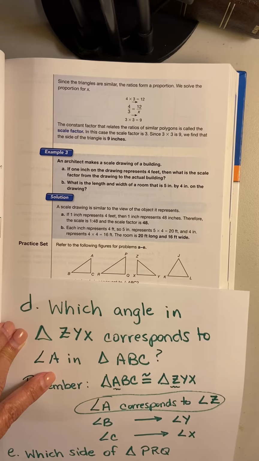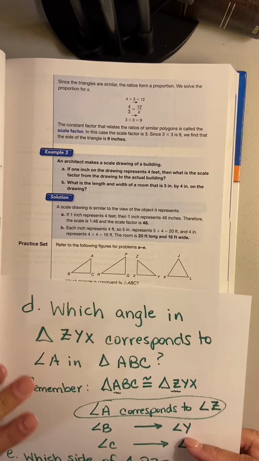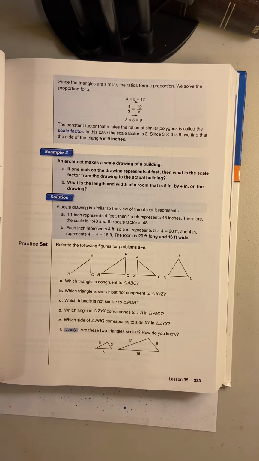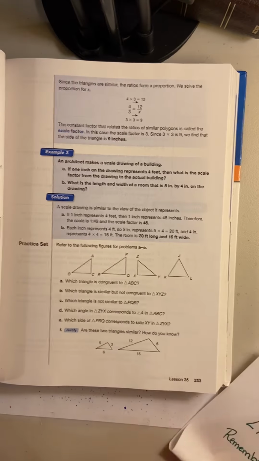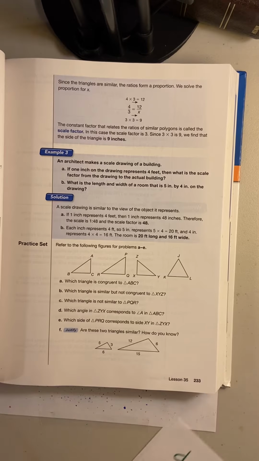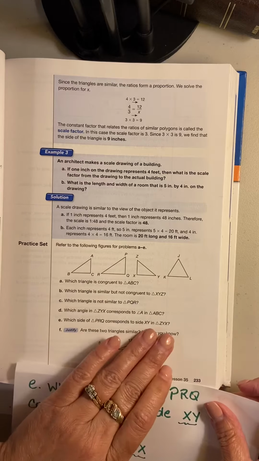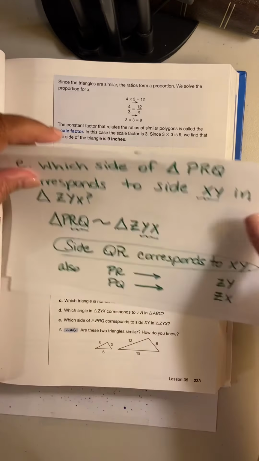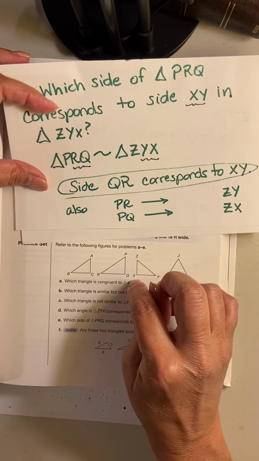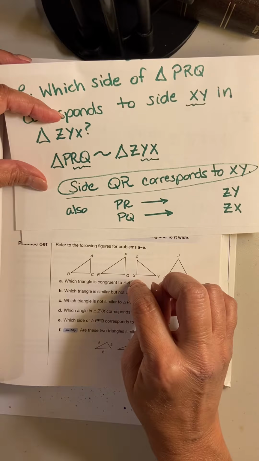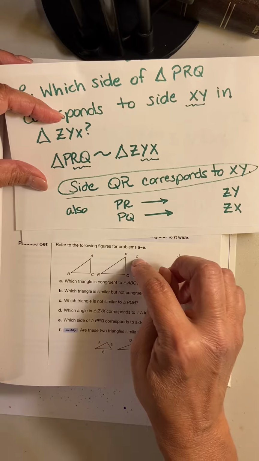Again, with this same idea, I'm going to go down to E, and I'm going to fold this paper so I have more room. E says, which side of the triangle PRQ corresponds to side XY in ZYX? So let me pull that up here. It says, which side of PRQ corresponds to side XY in ZYX.